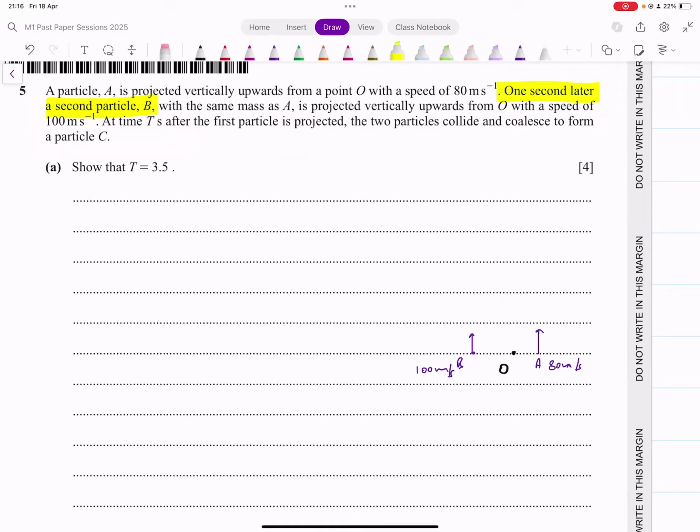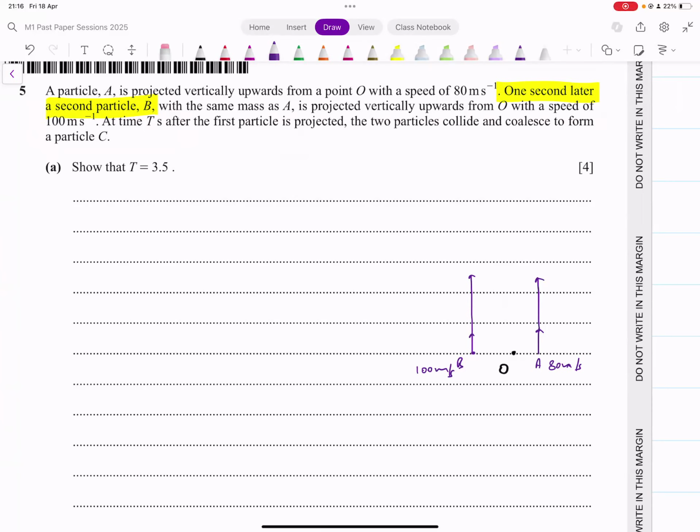At some point then, they collide with each other. So what's the journey going to look like? B is going to go upwards, and at some point, it's going to start coming downwards, right? And then similarly, A is going upwards. At some point, it's going to start coming downwards as well. At some point, they're going to collide with each other. They're actually in the same line.